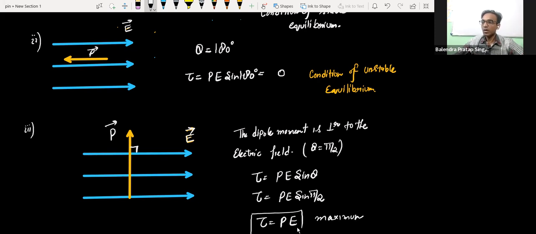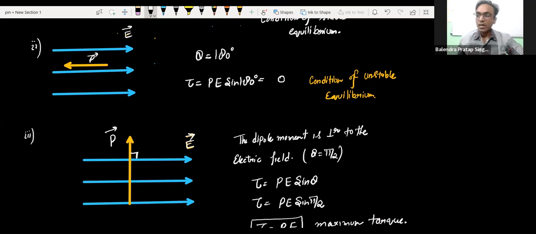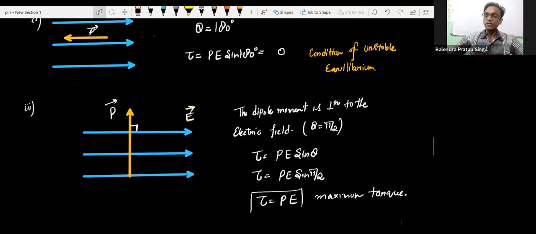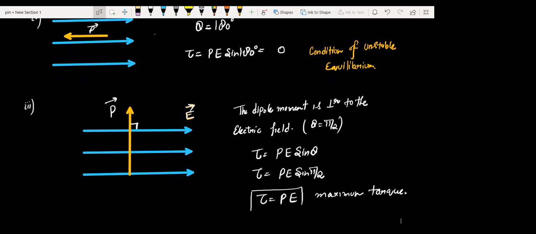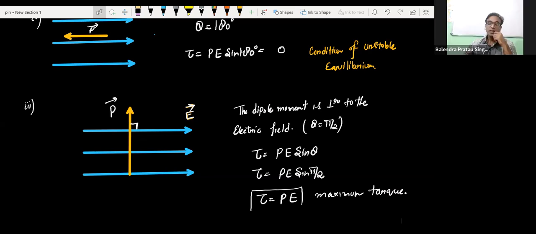Maximum torque. So the torque is equal to PE. Note it down. This is the maximum torque experienced by an electric dipole, because sine pi by 2 has the maximum value of sine, that is 1. So the maximum torque a dipole can experience is PE, the dipole moment into the electric field. These three cases are special cases related to your electric dipole moment when you put it in an external electric field. Note it down.